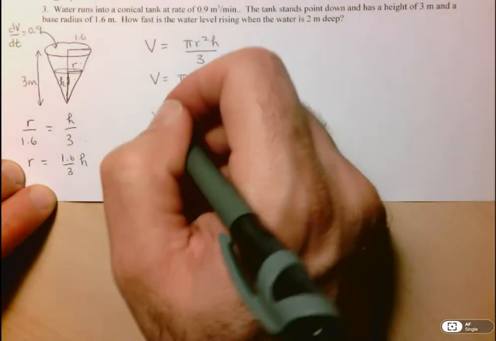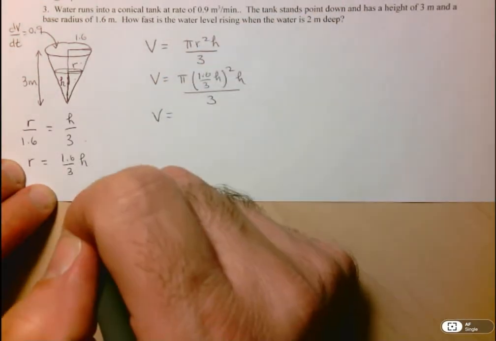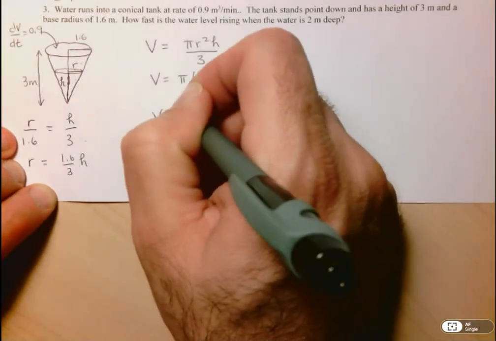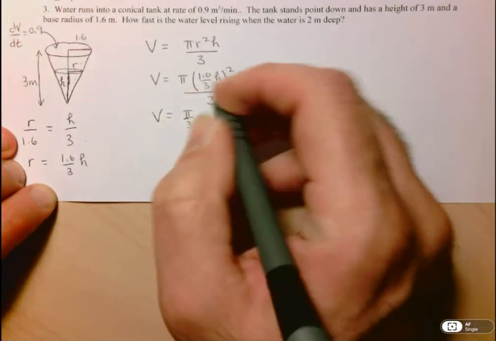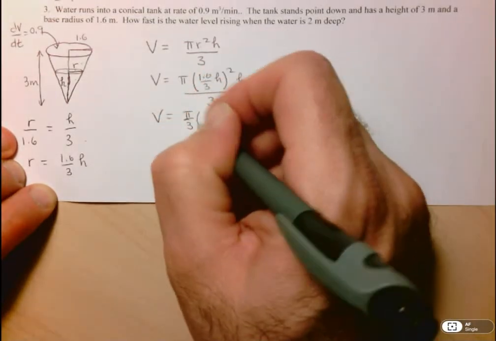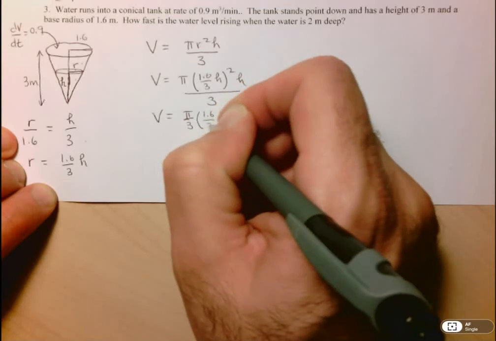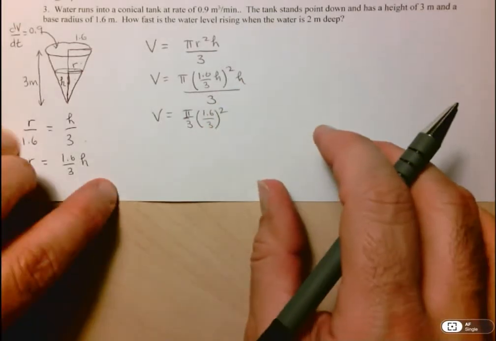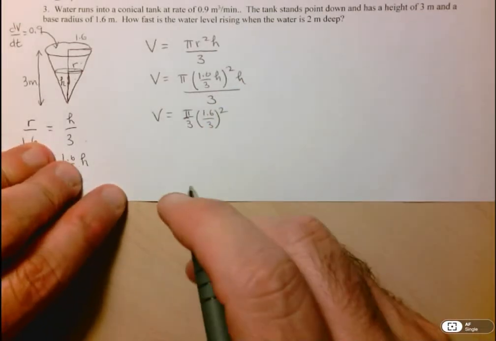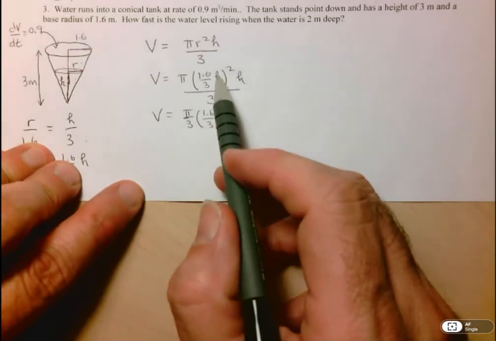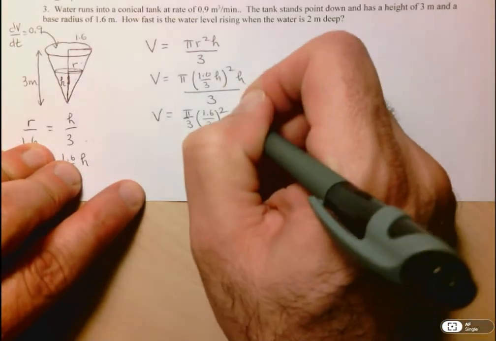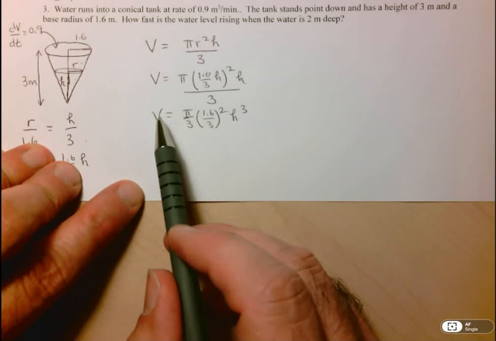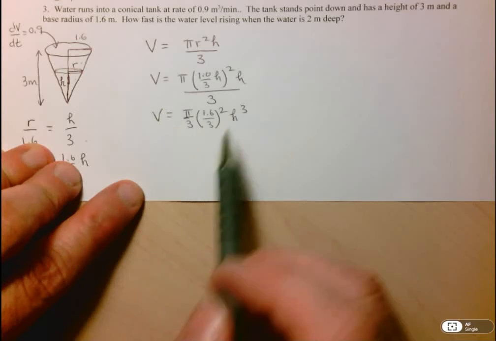Now, I don't want to worry too much about the constants, so I'll bring all the constants together. So we've got the pi over 3 times the 1.6 over 3 squared. Again, I'm not going to worry about that till the end. Why lose precision by estimating at this point? And here I'm left with an h squared times h, so h cubed. So this is my relationship now between the volume of the water and the height of the water.